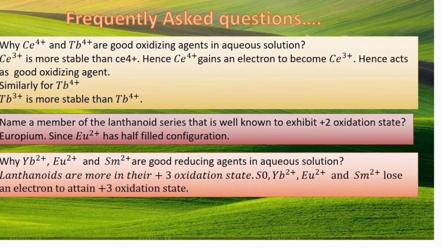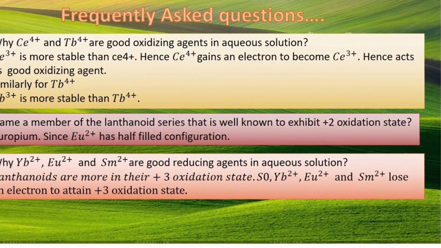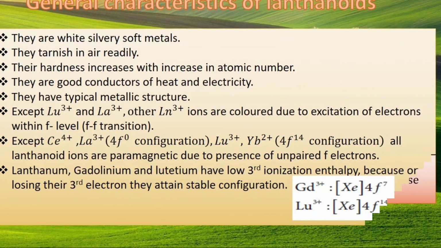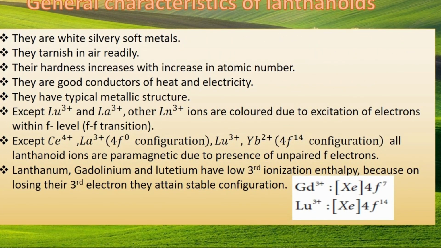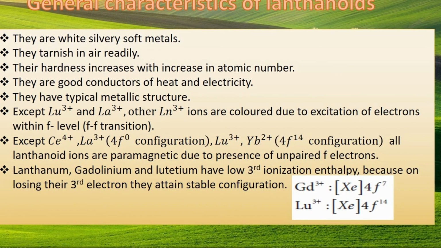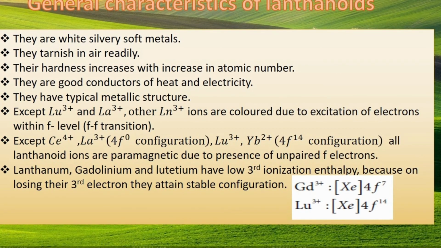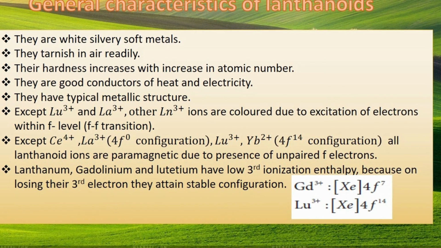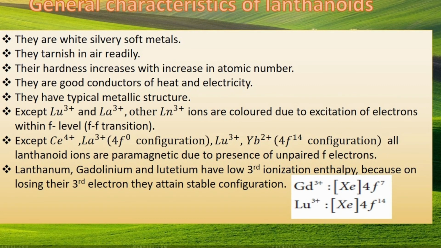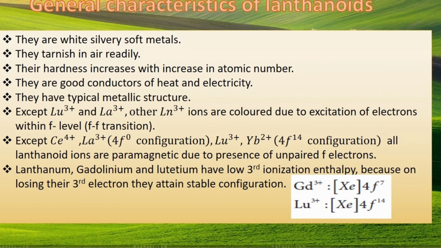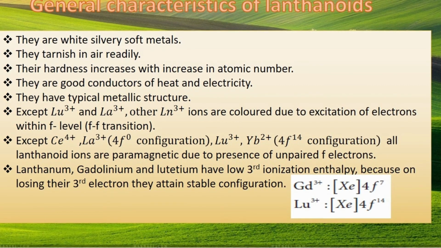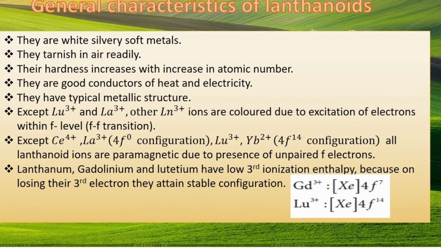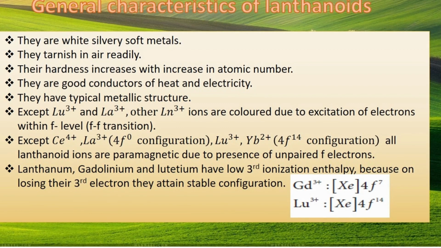These are the frequently asked questions based on the oxidation states of lanthanoids. Now let's discuss the general characteristics of lanthanoids. They are silvery white soft metals and they tarnish rapidly in air. Their hardness increases with increase in atomic number. They are good conductors of heat and electricity.